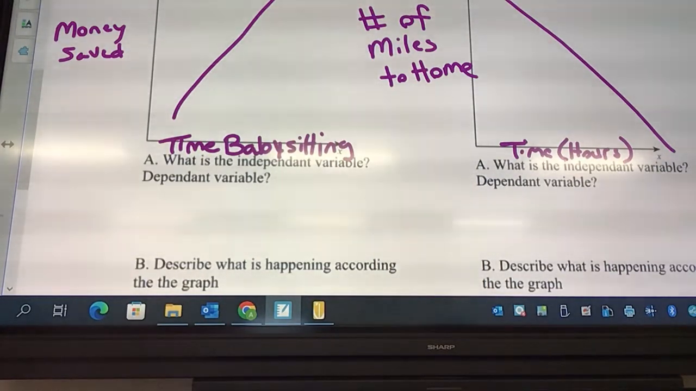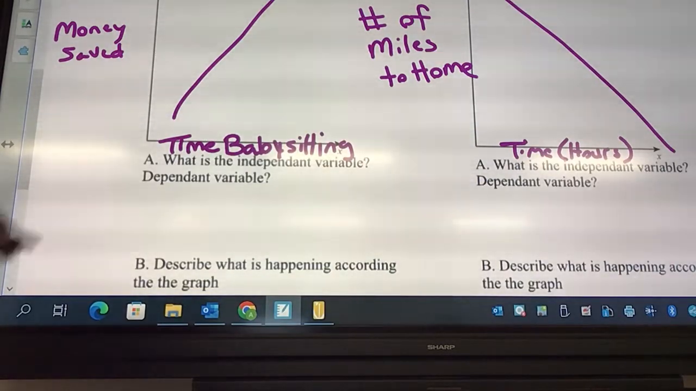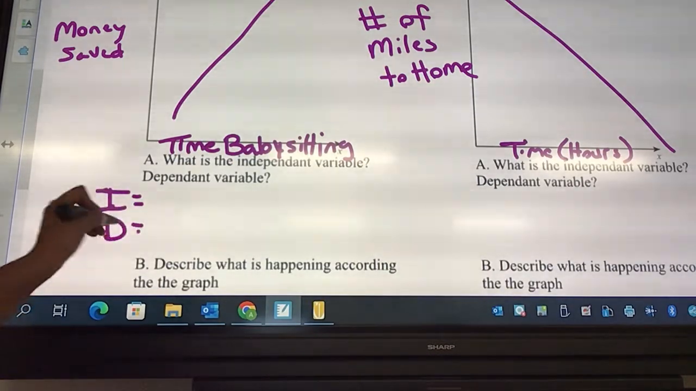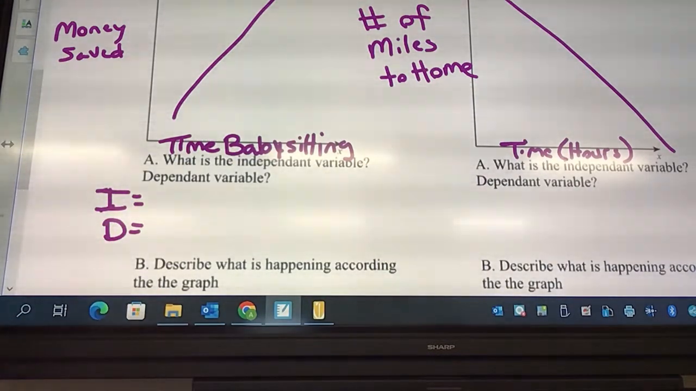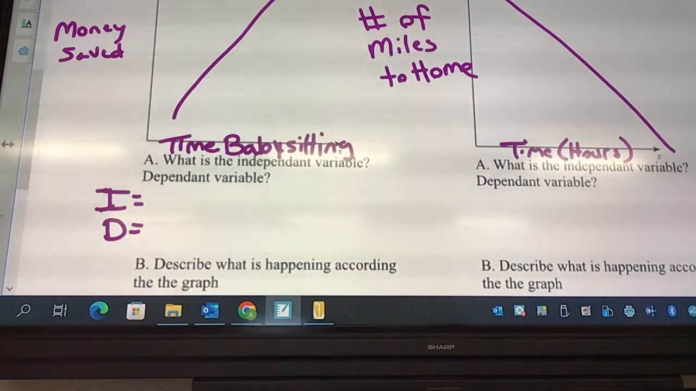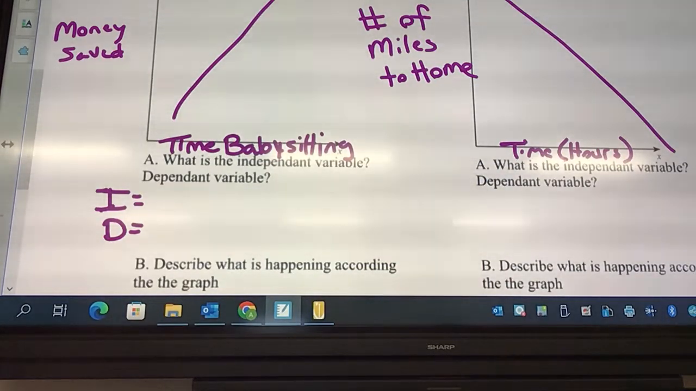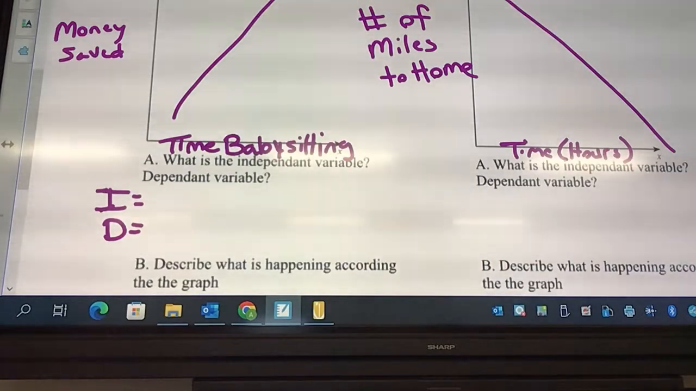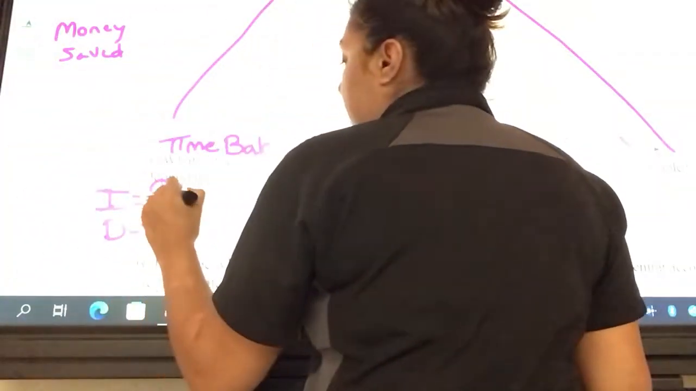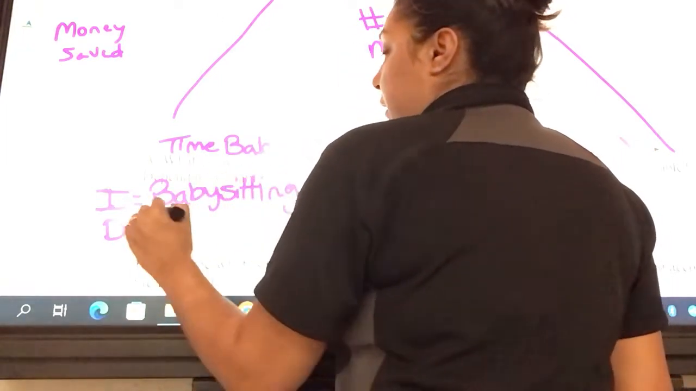Okay, if we look at 5, what is the independent variable? Time babysitting. Why? Because if you don't babysit, then you're not gonna have any money. Exactly. And work works the same way. If I work no hours, am I gonna have a paycheck? No. You don't get paid for no work. So this is gonna be the babysitting, and this is the money.